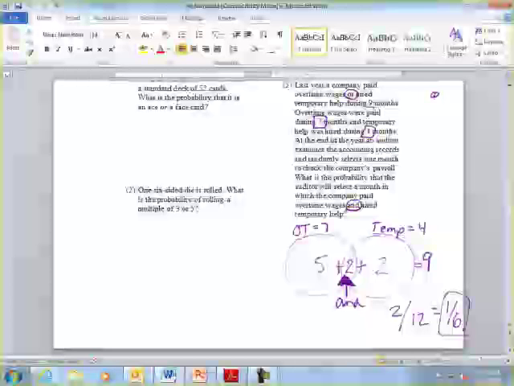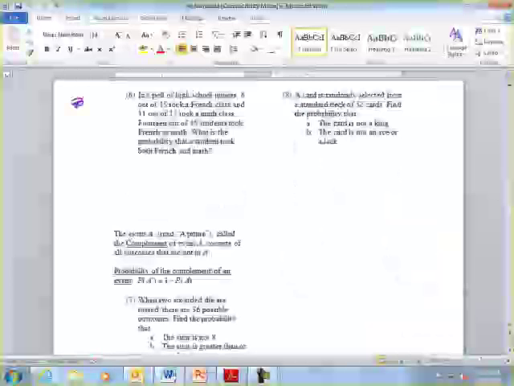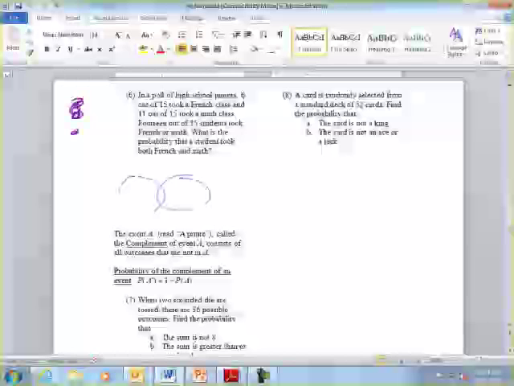Okay. Same type of question. So I would like you to give a try to problem number 6, creating a Venn diagram and trying to answer the final probability question. So I'm going to start by making a Venn diagram. One of the circles is going to represent French, and the other circle is going to represent math. We are told that 6 out of 15 took French, and 11 out of 15 took math.